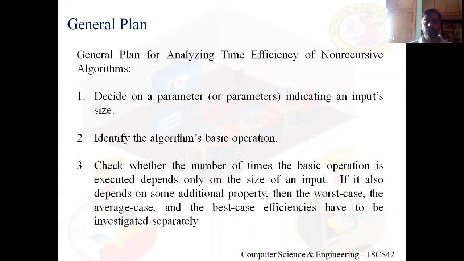The first and foremost thing you need to do in your algorithm is to identify the parameter or parameters that act as size. Usually it will be n in case of a one-dimensional array. In case of matrices, it's the order of the matrix, that's nothing but number of rows and number of columns. The second thing, you need to identify the algorithm's basic operation.